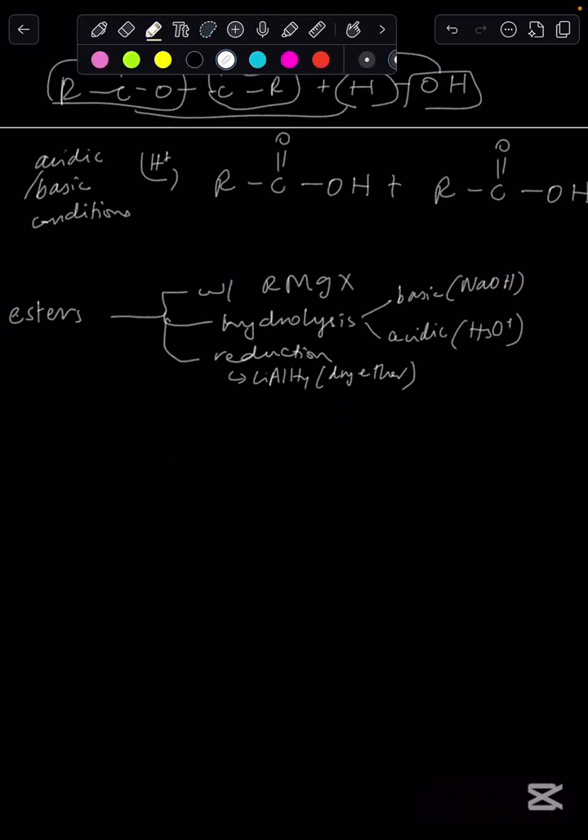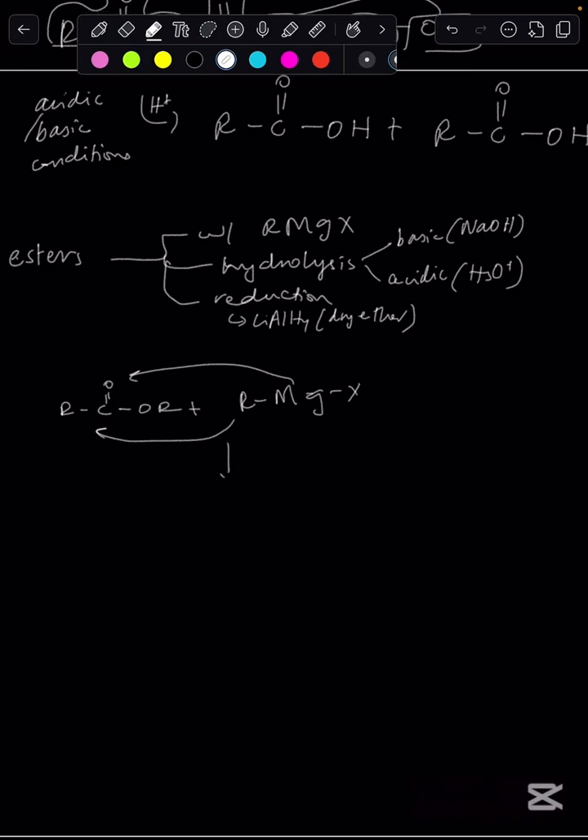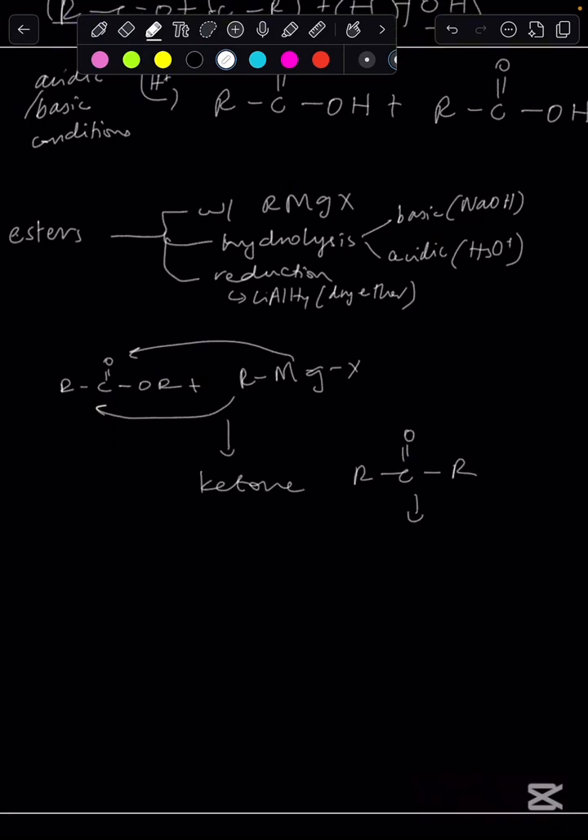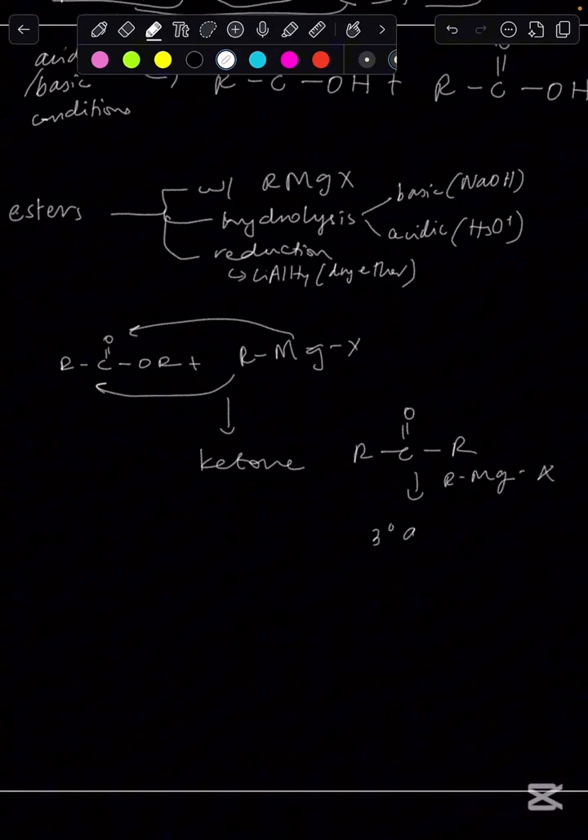So when we react esters with Grignard reagents, this is going to attack over here, this is going to attack over here, it's going to form a magnesium carboxylate complex, and then it's going to form a ketone, and then this ketone is going to react with another Grignard reagent, and then it's going to form a 3-degree alcohol.